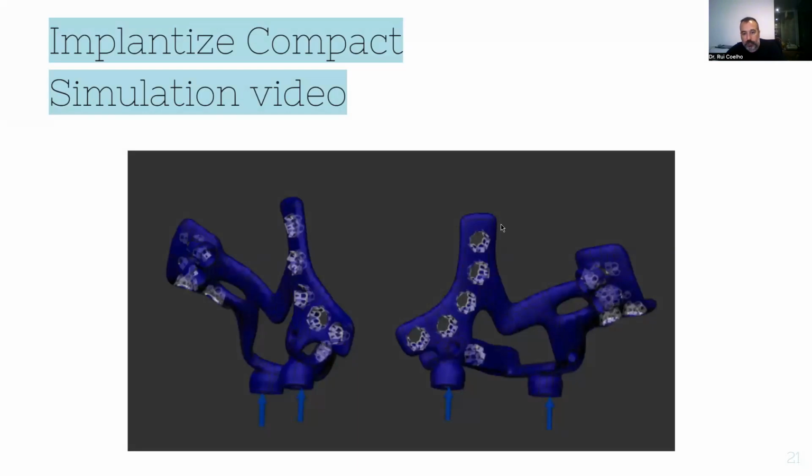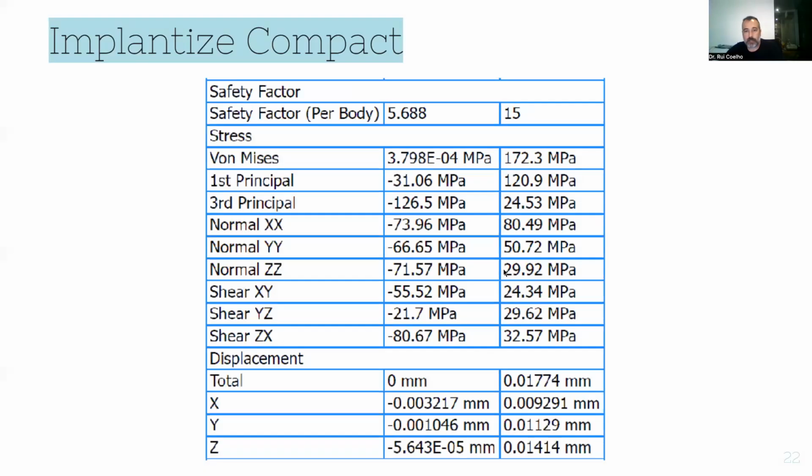It's the point where we put our screws. We apply the force, so the safety factor is very high, and the displacement is 17 microns, okay? 17 microns is always what we search for. Every time we have something above 50 microns, we make our implant thicker, because what we want, after an occlusion force is applied, is that it doesn't bend, okay? What we want is that the implant doesn't have micro movements.